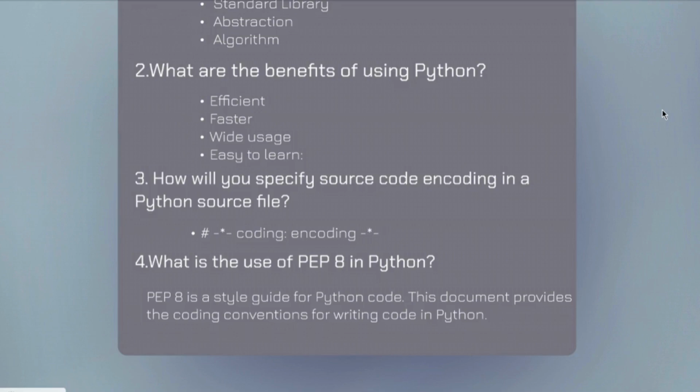Coming to the fourth question: what is the use of PEP 8 in Python? PEP 8 is a style guide for Python code. This document provides coding conventions for writing code in Python. Coding conventions are about indentation, formatting, tabs, maximum line length, import organization, line spacing, etc. We use PEP 8 to bring consistency in our code. The consistency makes it easier for other developers to read code.